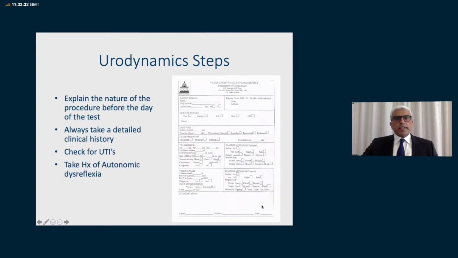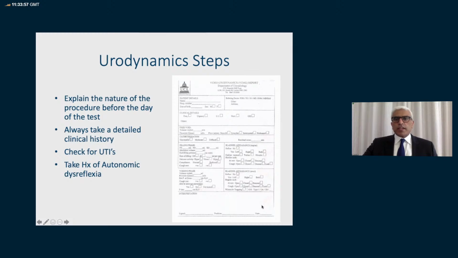Like I said, every unit can have their own proforma. This is the proforma which we use at UCLH in London. Before the day of the urodynamics, like for any surgery, we need to explain to the patient what is the nature of the procedure, and it needs to be done before, not on the day of urodynamics. Always take a detailed history as is outlined on the right side.